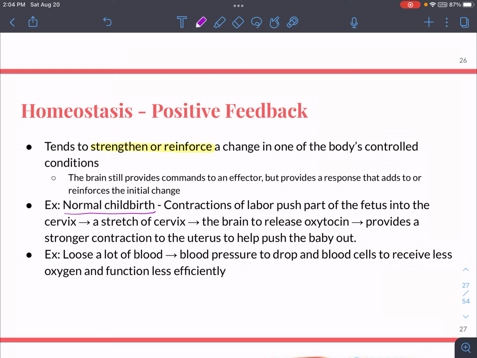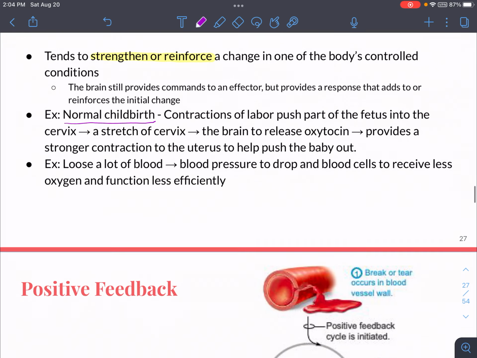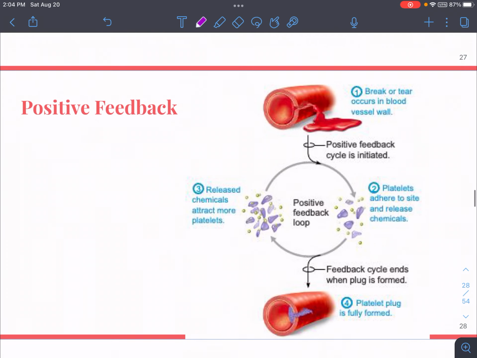So in that case, we're reinforcing the change. Your heart doesn't have as much blood to pump out. So in response to not having enough blood to pump out, your cardiovascular system slows down. So your heart fills up with more blood before it pumps out. You'll learn more about that when you get into anatomy too. But that's another really good example of a positive feedback.